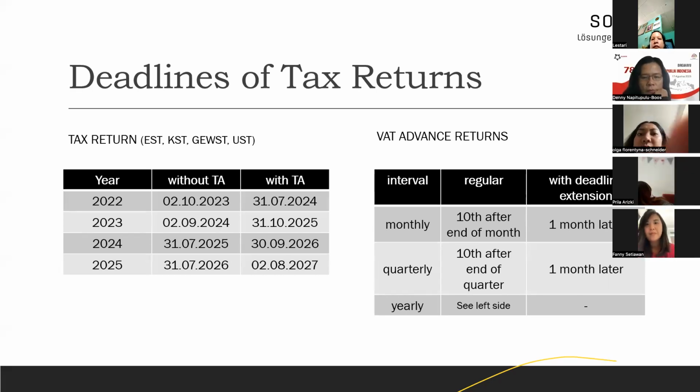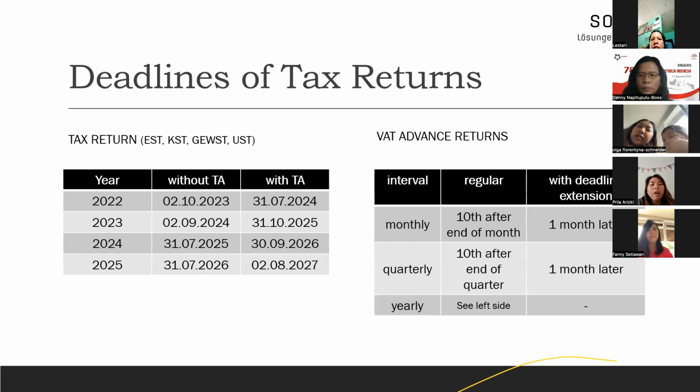And for the VAT advance returns, which you need to do if you're not a Kleinunternehmer, that's why you need to make this registration. The interval you need to declare in will be fixed by the financial office based on the information you gave them. It depends on the revenue, how much you will earn in this year. So it could be monthly, quarterly, or yearly. And you have time until the 10th after this period is done to declare it.